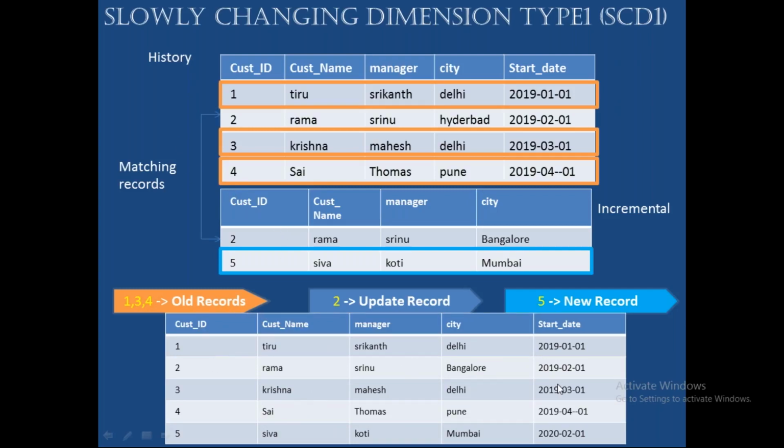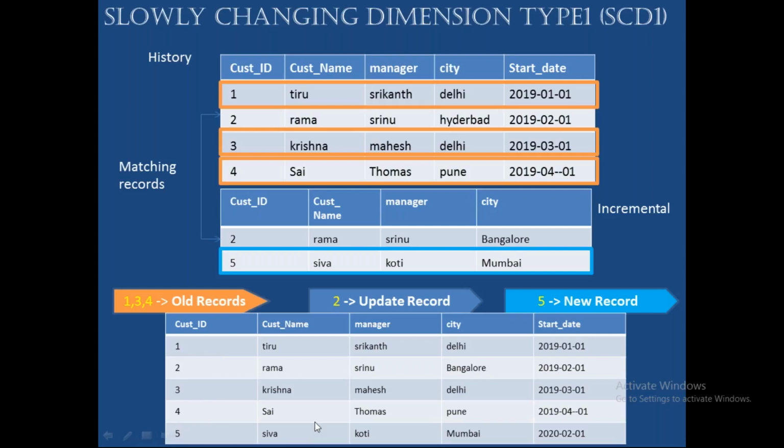Next, just see here: customer ID 1, 2, 3, 4, 5. Now just look at 2, Rama. What happened? Rama, Srinu, Bangalore. It became Bangalore from Hyderabad. But where is the Hyderabad record? The Hyderabad record is gone.